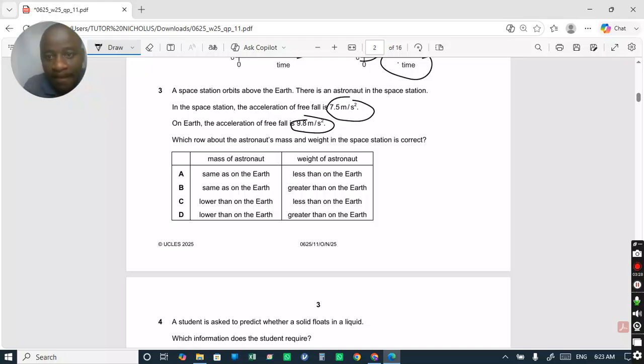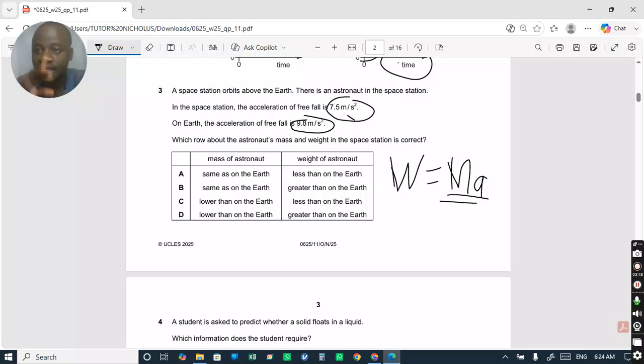We know very well that weight is equal to ma, mass times acceleration. So if acceleration is high, then weight becomes high. The acceleration of free fall is 7.5, but of the Earth is 9.8. So the weight of the astronaut on Earth will be higher than on the space station due to the difference in acceleration. So the correct answer is A.